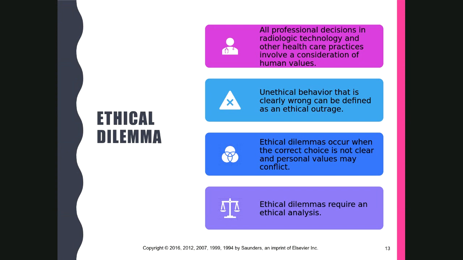An ethical dilemma, we said, is when the correct choice isn't clear and your personal values can actually conflict with the particular situation. Somebody could argue that assisted suicide is an ethical dilemma. Some might argue that if someone is suffering unnecessarily, there's really no means of improving their condition.